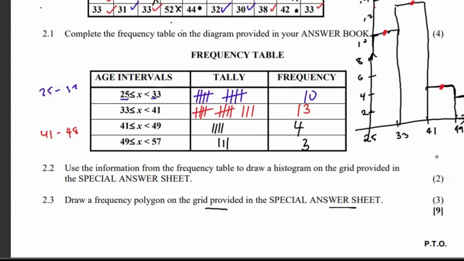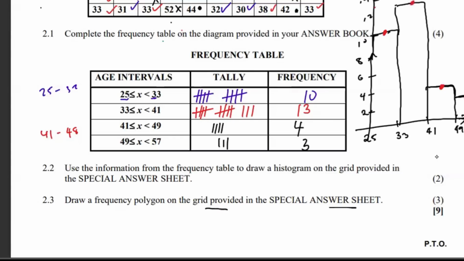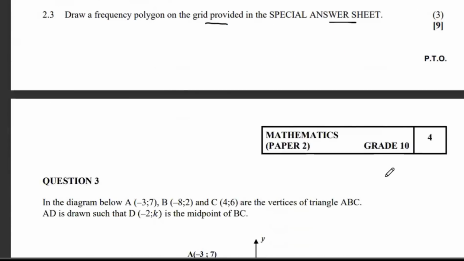Then what happens is that we connect those points using a ruler, okay? So that to that, then this to that, then connect this to that, and then connect this to the starting point of the class, which is this, then to the last point. So this becomes our frequency polygon, the green one. All right, so that is question number 2.